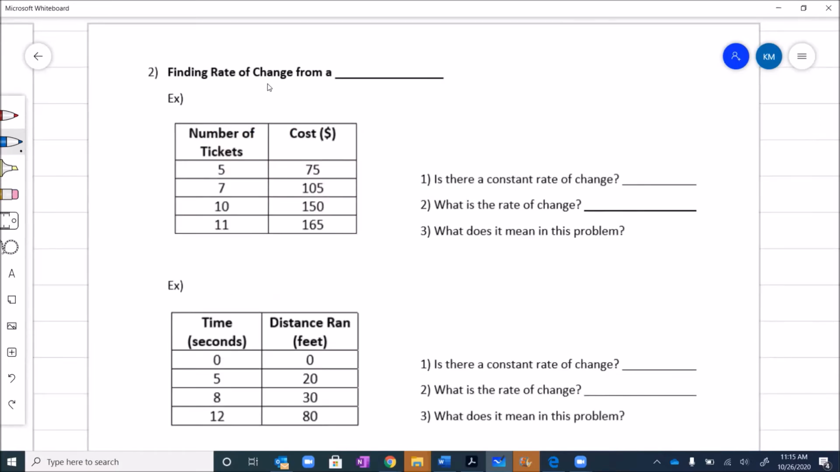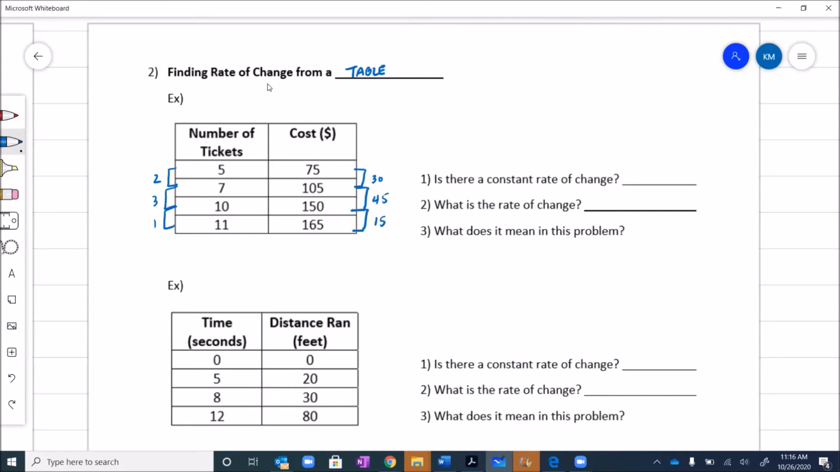Okay, we can also find rate of change from a table. We want to see, is there a consistent rate of change, or a constant rate of change? This is how we can see this. It's not going to be whether the numbers are the same, because as we look at this, the number of tickets that are sold changes: 2, 3, 1. The cost is changing as well: 30, 45, 15.